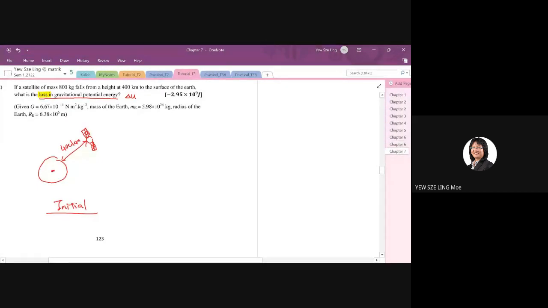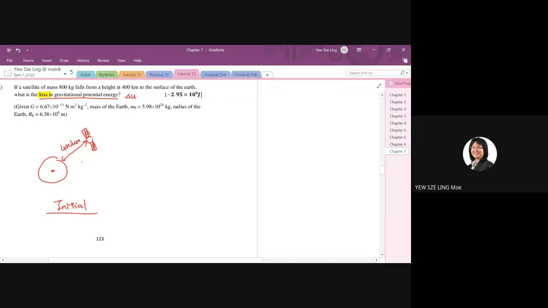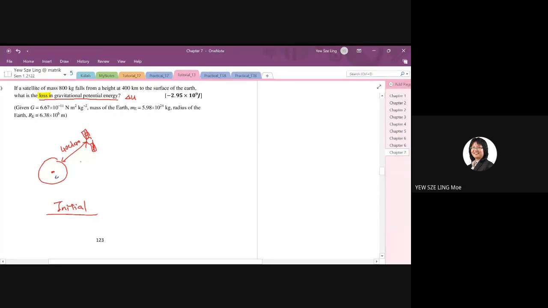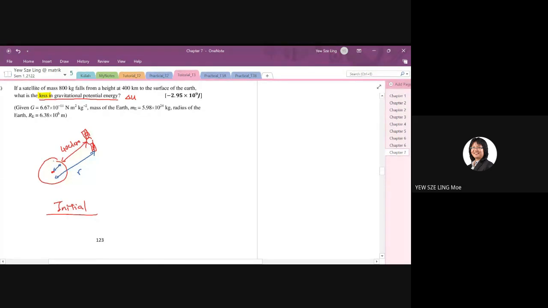But then you don't forget about one thing. In chapter 7, when it comes to calculations, the R that we're going to use is from the center of the mass. This is the R in our calculation, which means if you want to calculate the gravitational energy for the satellite located 400 km above the surface of the Earth, then you need to add the radius of the Earth.